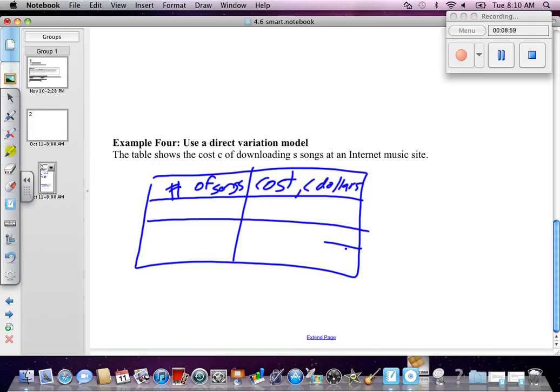And then if I have 3, 5, 7 songs, it's $2.97, $4.95, and $6.93. First, I want to write an equation explaining why C varies directly with S. Then I want to explain why, and then I want to write a direct variation equation.